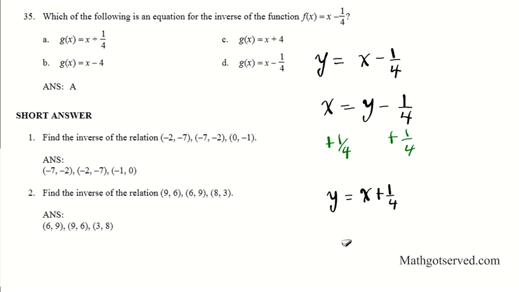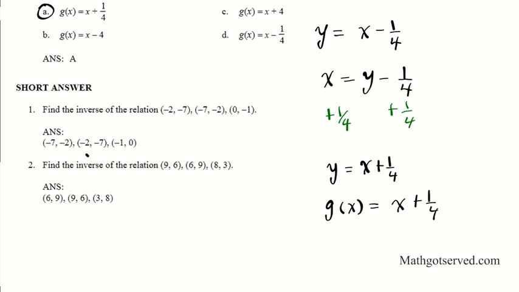I think in this problem they're calling the inverse g of x. Doesn't really matter. So g of x is x plus 1/4. Your answer is option A. Okay. All right. So let's take a look at number 1 for the short answer, and that will be that. So let's find the inverse.